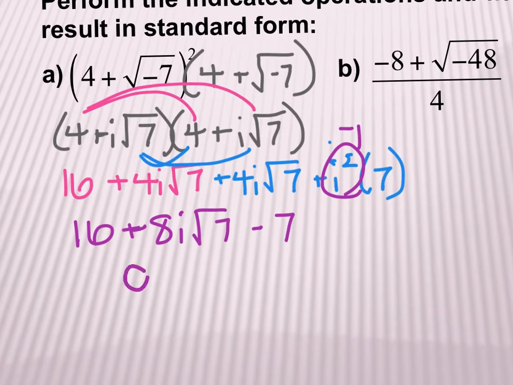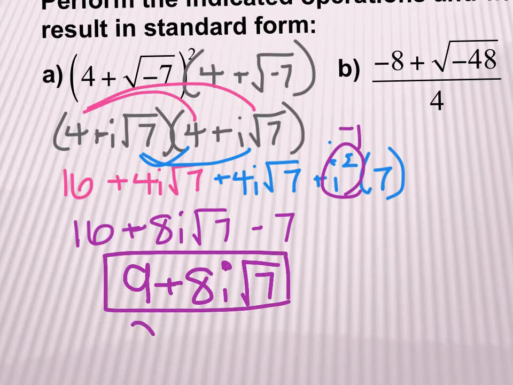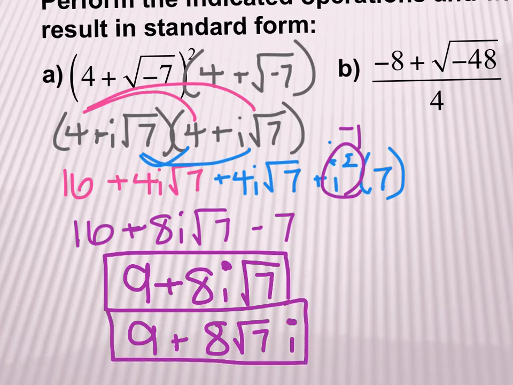And I get 9 plus 8i root 7. So again, it can be written like this, or the i can get bumped to the end, as long as it is not underneath the square root. So I will take either of these answers. If it is multiple choice, it would be written as the second.